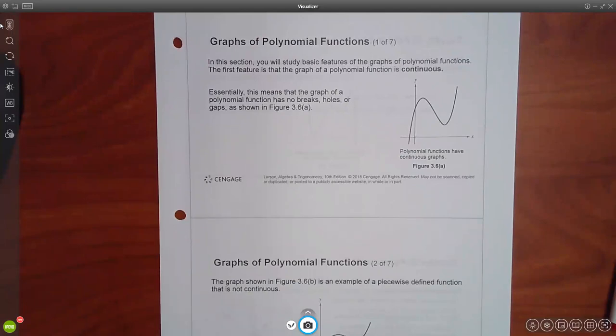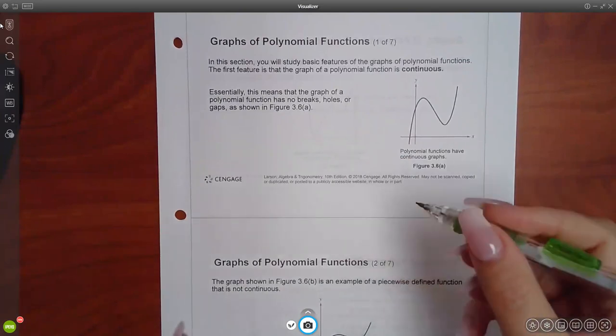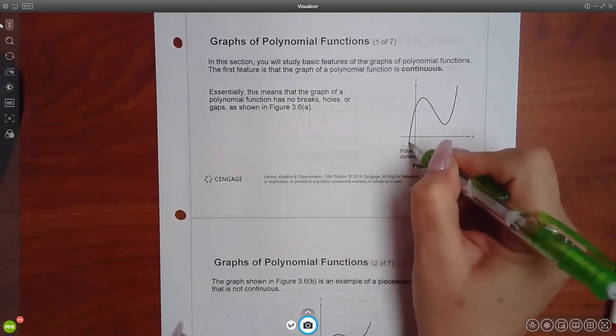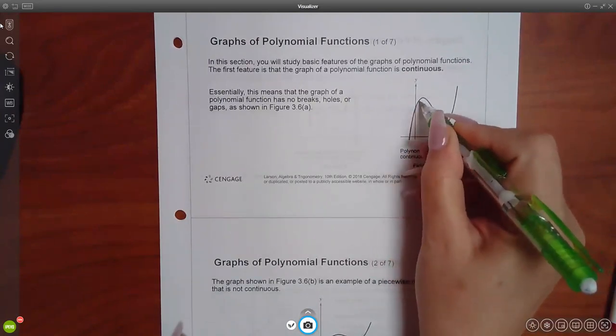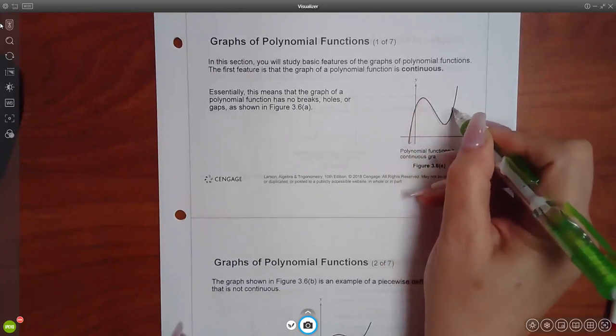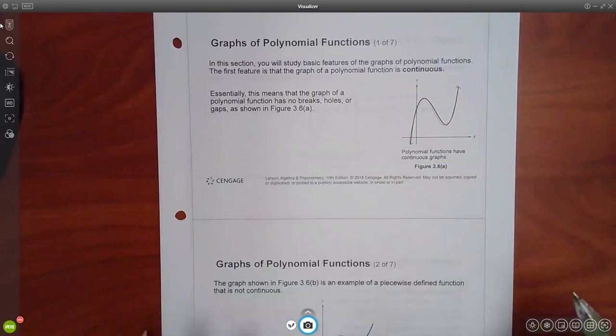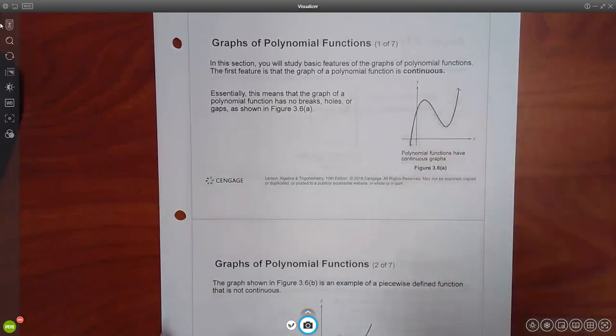So it says in this section, you'll study the basic features of graphs of polynomial functions. The first feature is that the graph of a polynomial function is continuous. What it means in layman's terms is that if you start tracing it from one arrow, right? And you trace the whole graph, as long as you never have to lift your pencil up ever, it's considered continuous, okay? When you get to calculus, there's a real actual mathematical definition for continuous, okay? But for right now, it's just very elementary. Can you trace it without ever having to pick up your pencil?